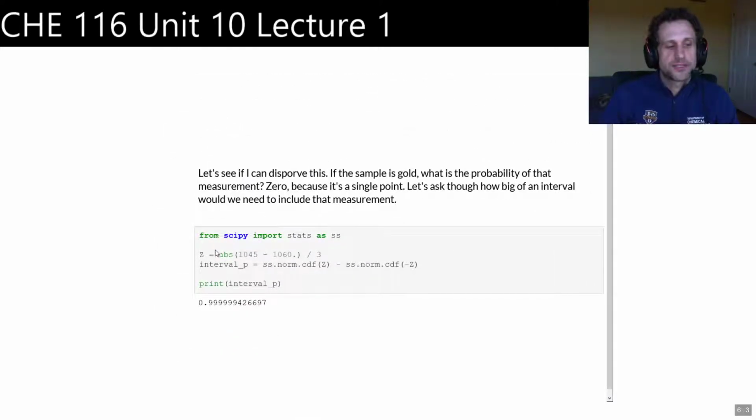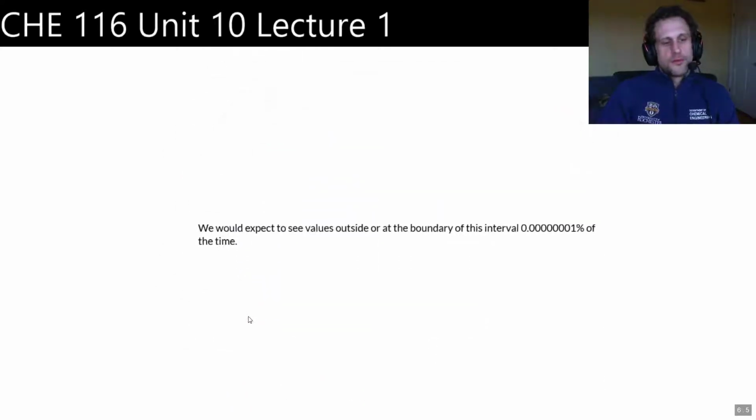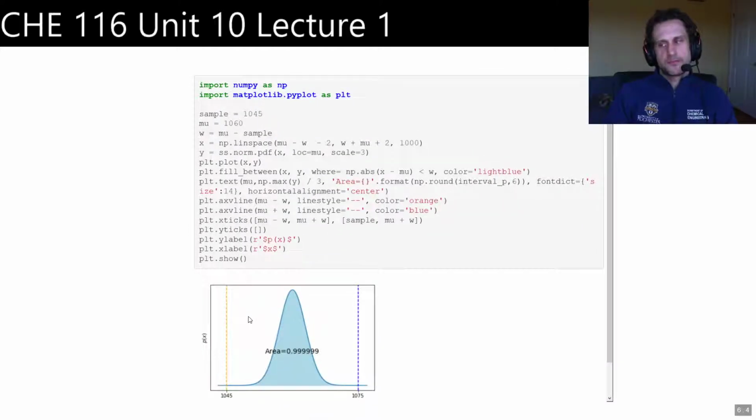So what this means is that I construct an interval, and that interval is related to how far away from the center of the distribution it is. My distribution is centered at 1060 degrees Celsius. I look at my single point, 1045: how far away is it from that center? Then I compute the probability of that interval. So I just go to a standard normal using a z-score, I construct the interval and get the probability, and it turns out that interval area is 0.9999999. So what does that mean for the null hypothesis?